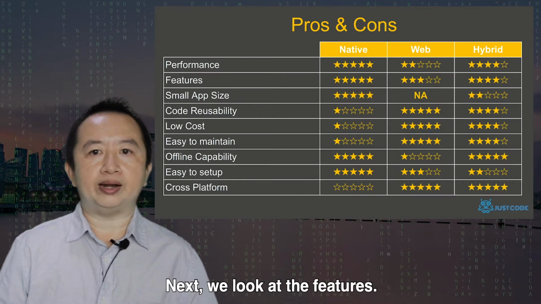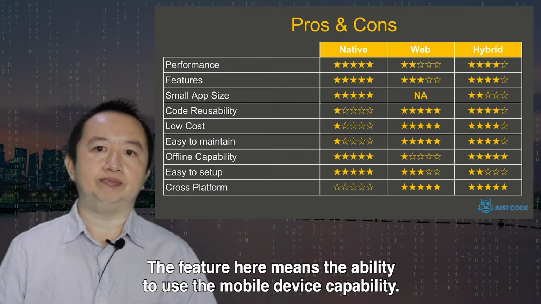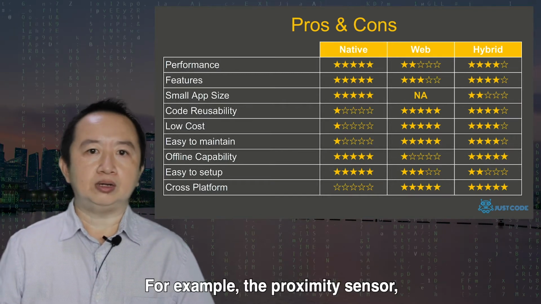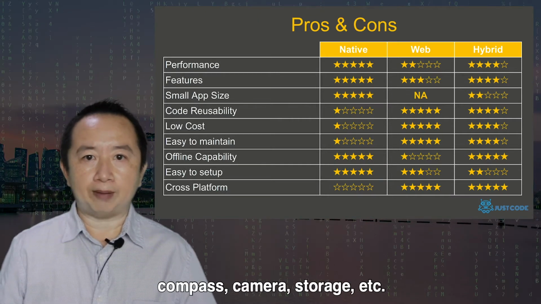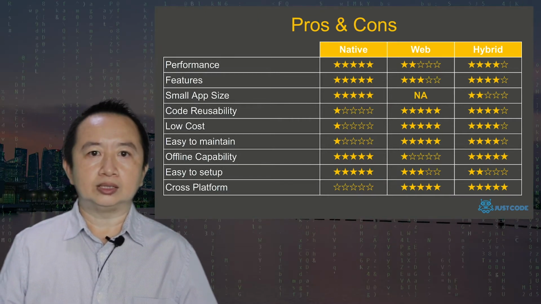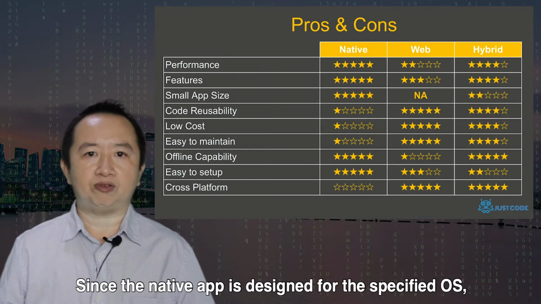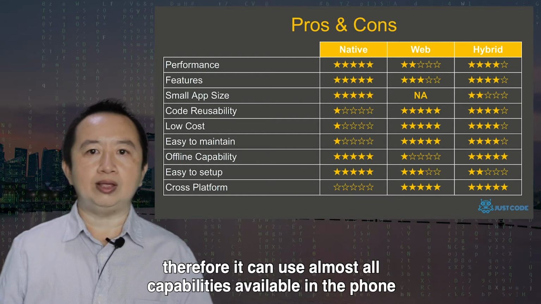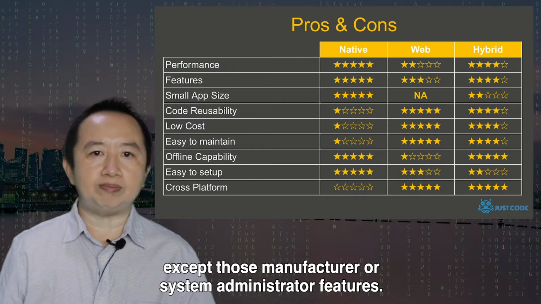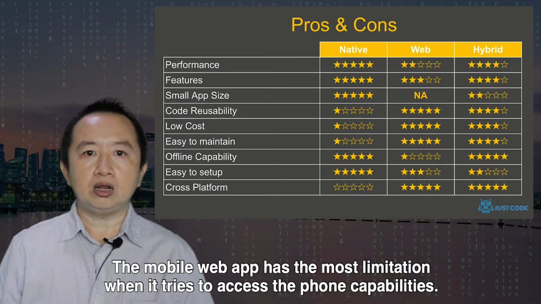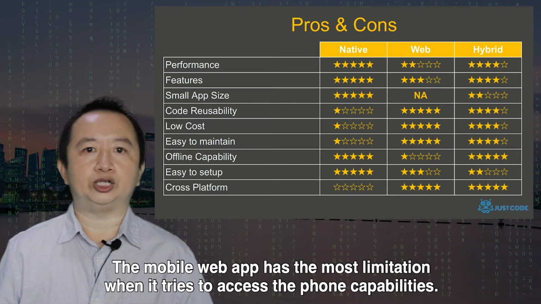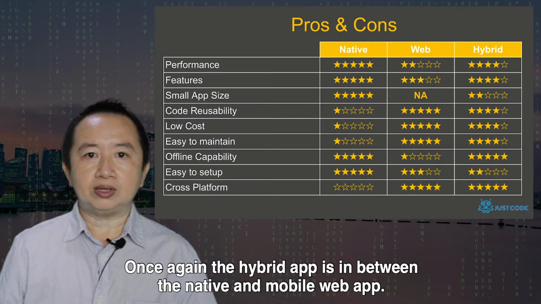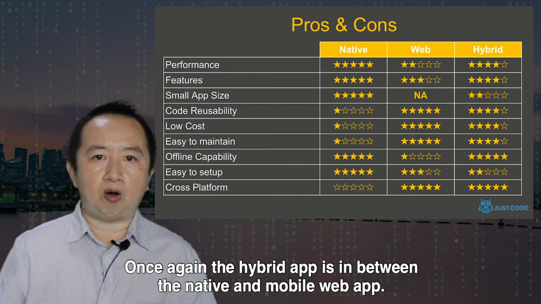Next, we will look at the features. The feature here means the ability to use the mobile device capability. For example, the proximity sensor, compass, camera, storage, etc. Since the native app is designed for the specific OS, it can use almost all capability available in the phone except those manufacturer or system administrator features. The mobile web app has the most limitation when it tries to access the phone capability. Once again, the hybrid app is in between the native and the mobile web app.